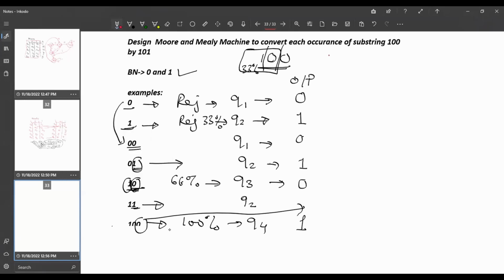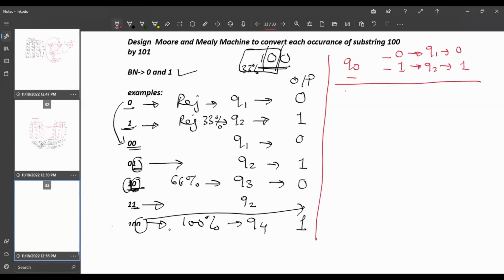Before writing the table, we will consider the initial state and all the resultant states with 0 and 1. First we consider the initial state as Q0, which has no input and no output. So the previous bit is nothing, and the next bit is either 0 or 1, because this is a binary number system. It generates the input 0, which is indicated by Q1 with the output 0, and a single 1 is indicated by Q2 with the output 1.